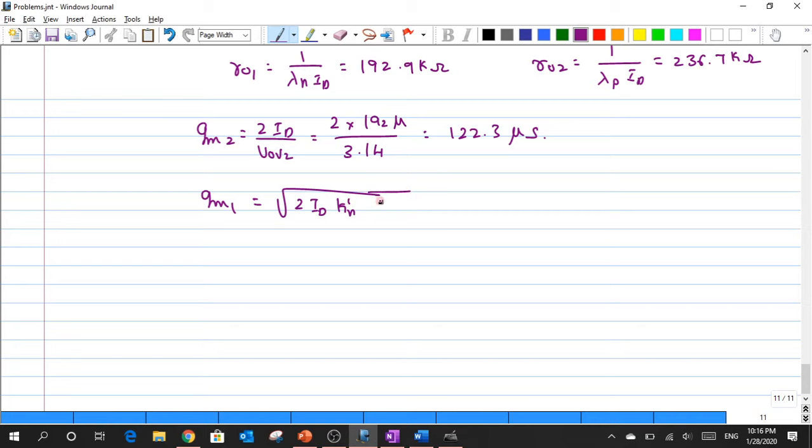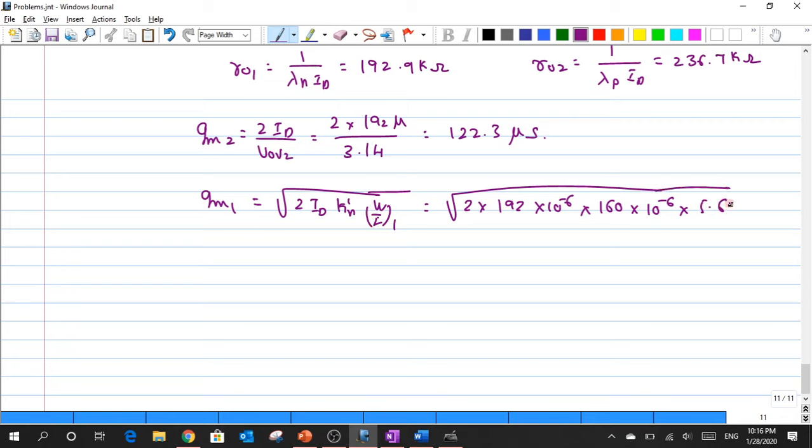Okay, so over here I still make use of my ID that I've computed earlier, and when I do this, Kn dash is 160 micro into the value that we found for the ratio, which is 5.625. So this entire square root would end up giving us a result of 587.87 microsiemens for the value of GM1.